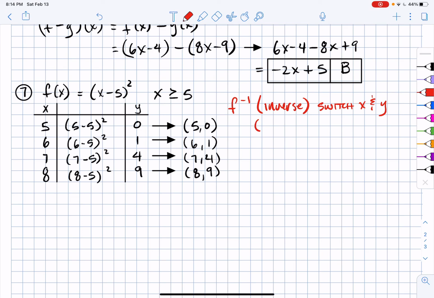Okay, so let's switch x and y. So now the 5, 0 is going to become 0, 5. What's going to happen when 6, 1? 1, 6. What's going to happen with 7, 4? 4, 7. And what's going to happen with 8, 9? 9, 8. So this red that you see here would be my dotted line. And this black point here would be my solid line. So whichever one goes with that is my answer.